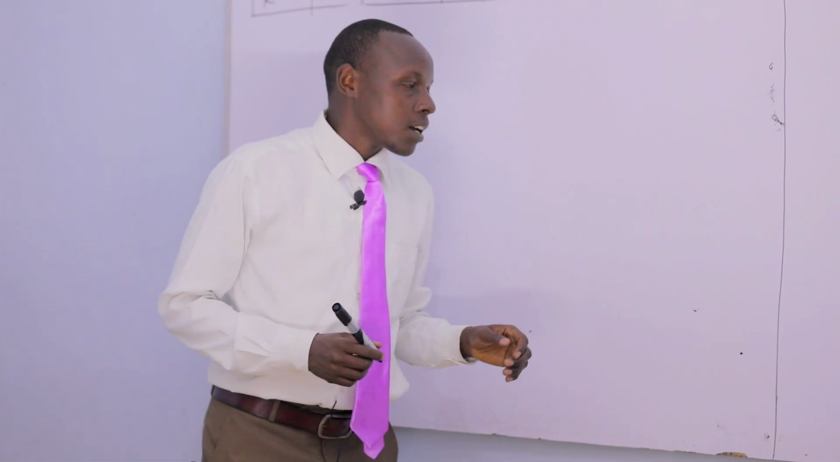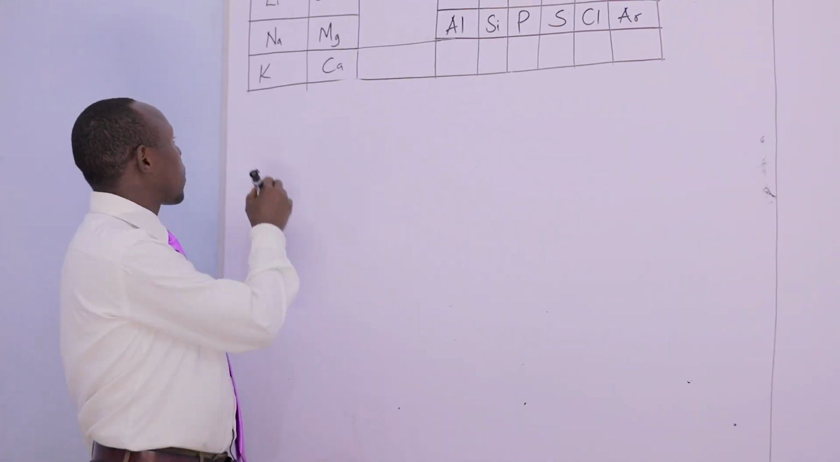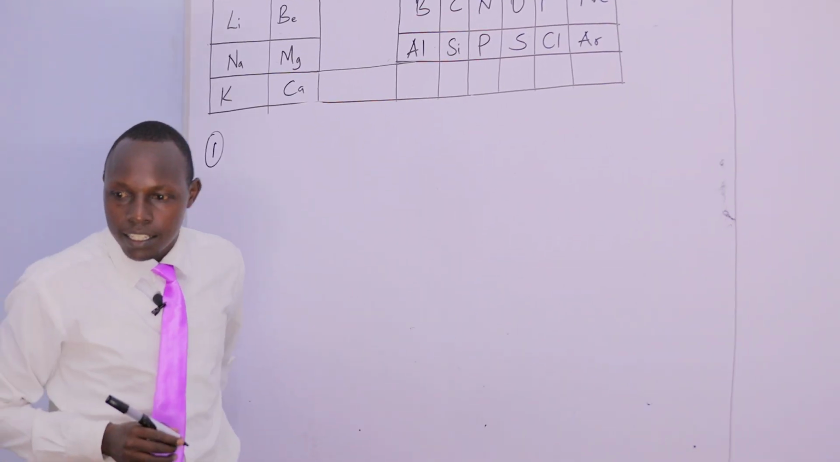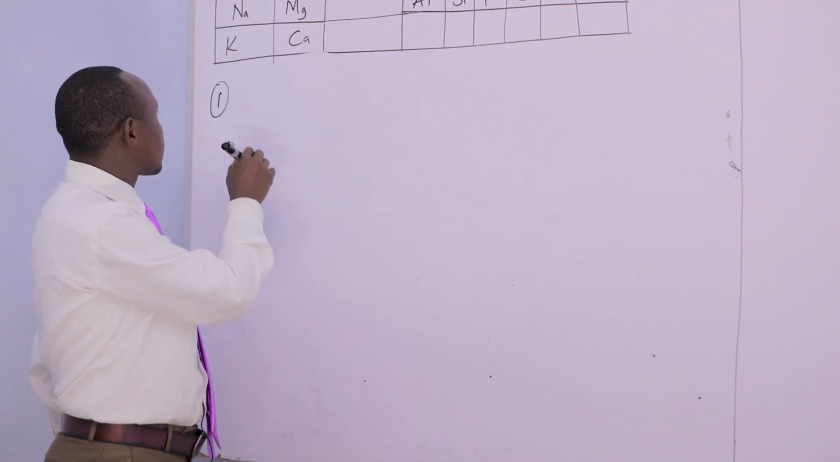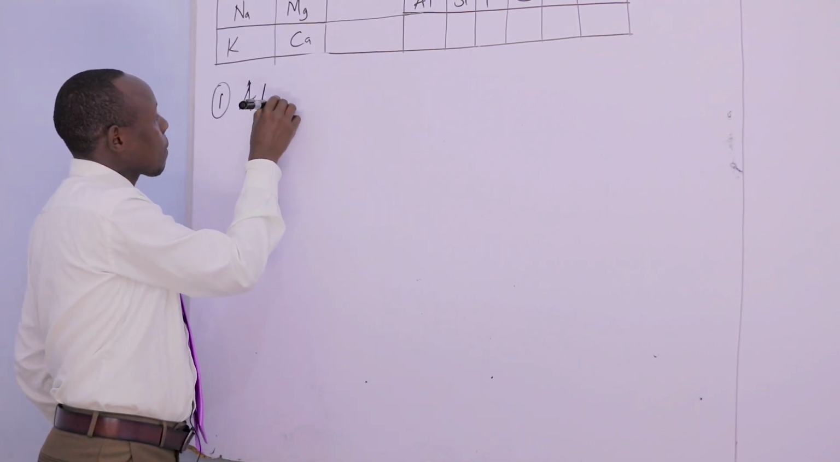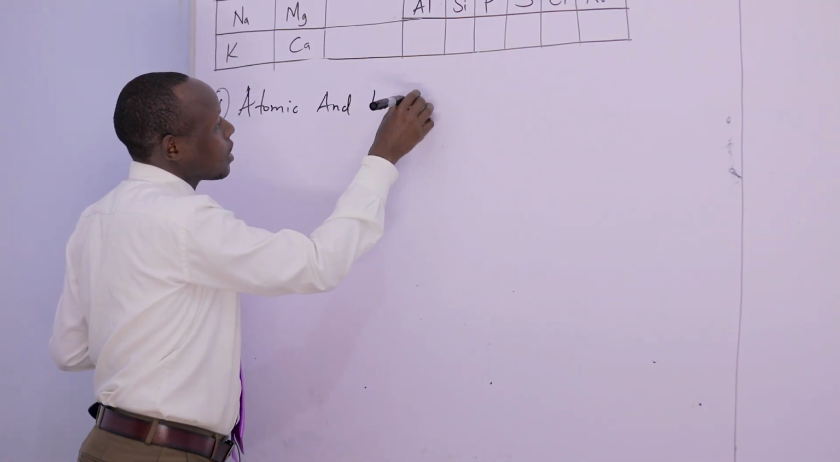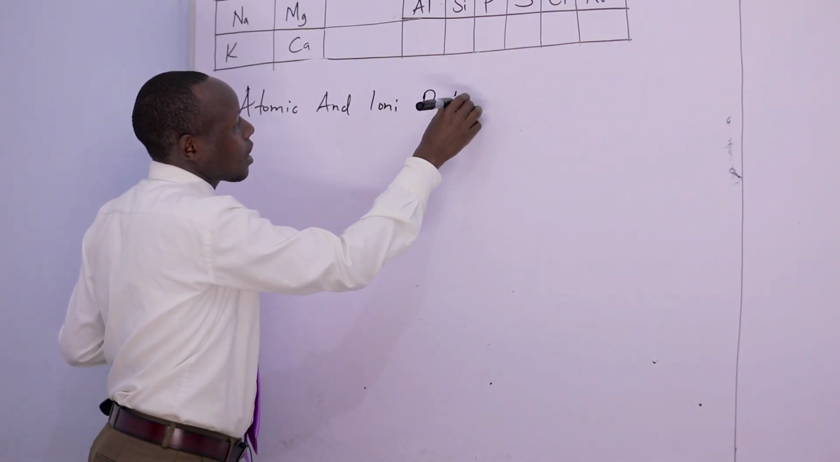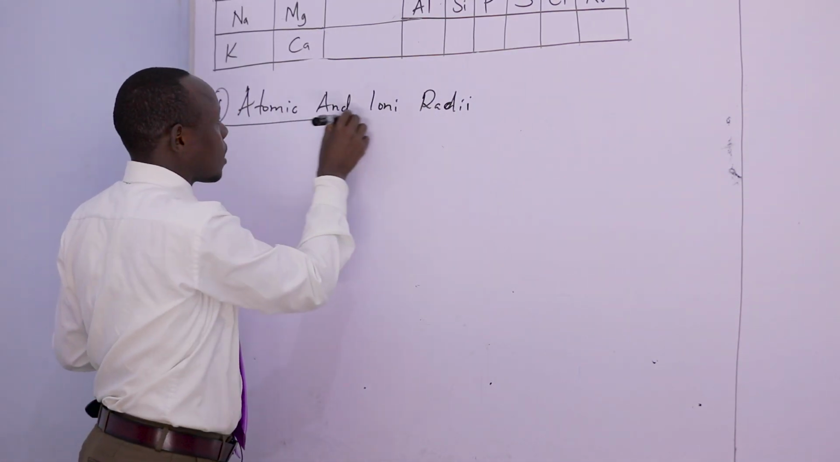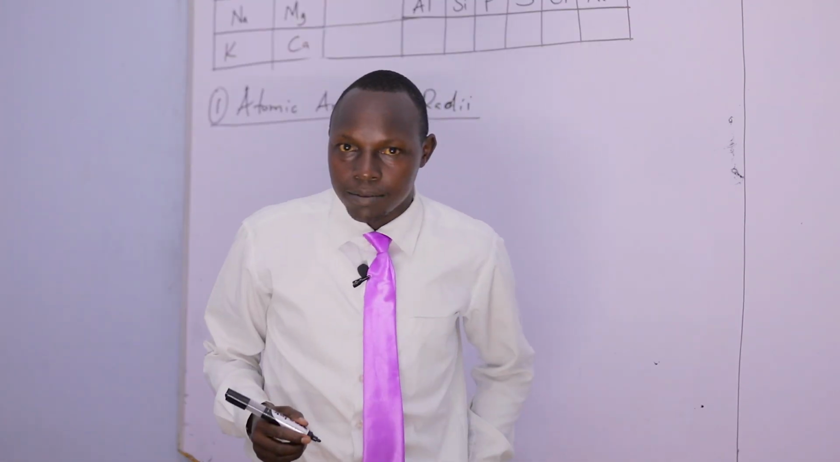So let us begin by number 1. The first pattern that I want us to talk about is atomic and ionic radii, or ionic and atomic radius.